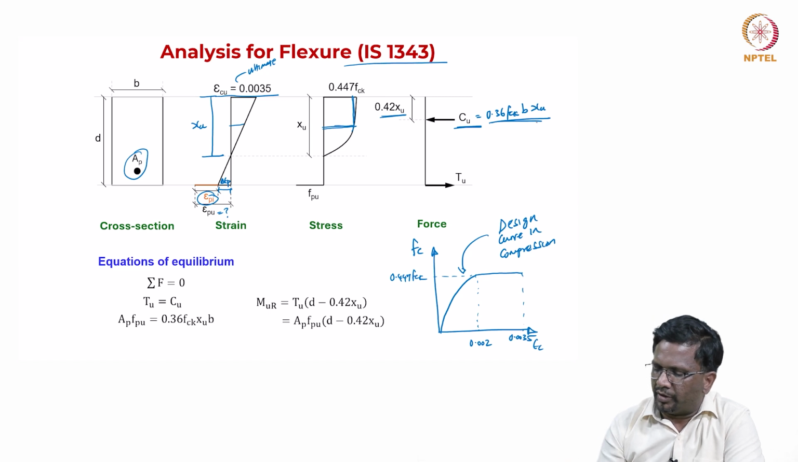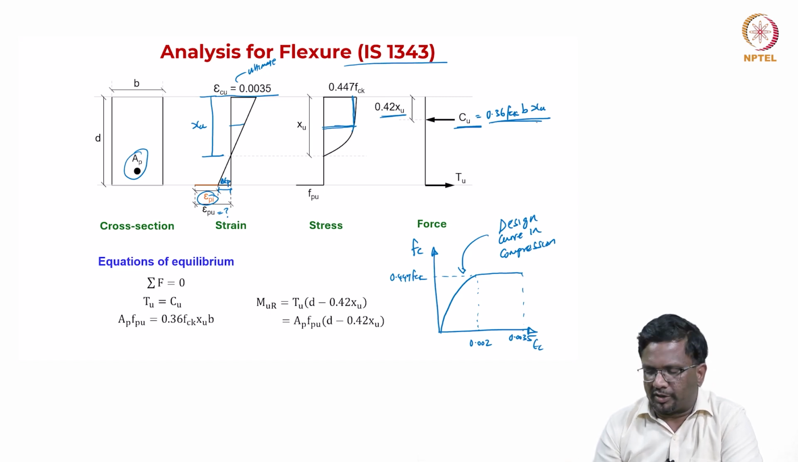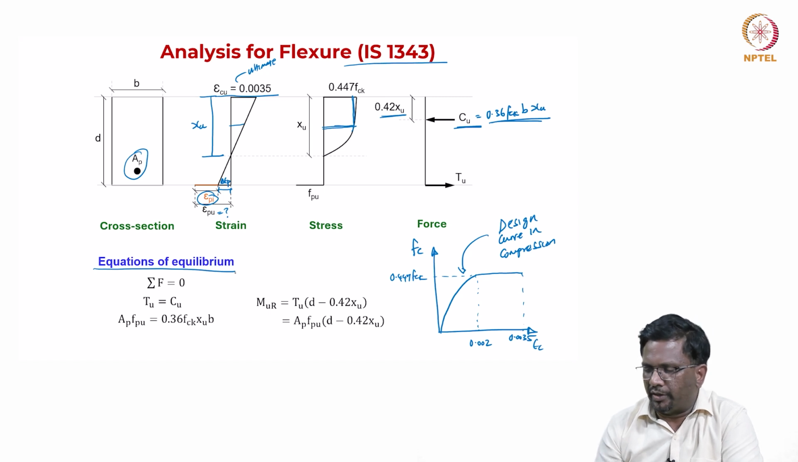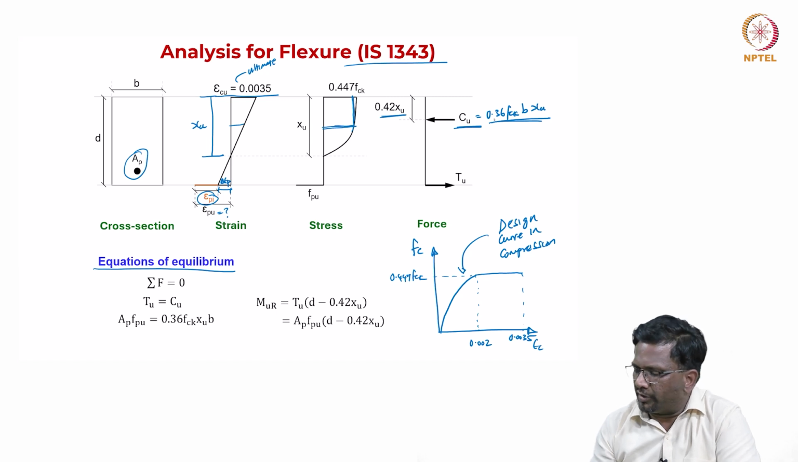So, we know that the equilibrium condition has to be satisfied. So, equations of equilibrium has to be satisfied. So, there is no external axial load, so compression force should be equal to the tension force. Now, compression we have defined as per IS 1343 like this, which is 0.36 FCK B into XU. Now, what is the tension force?